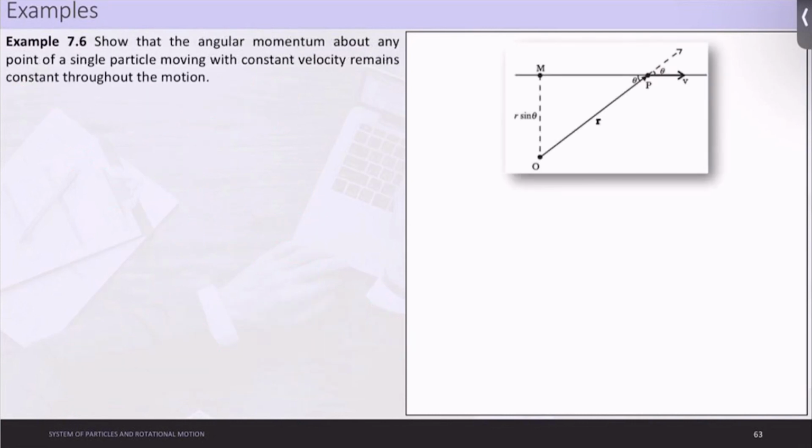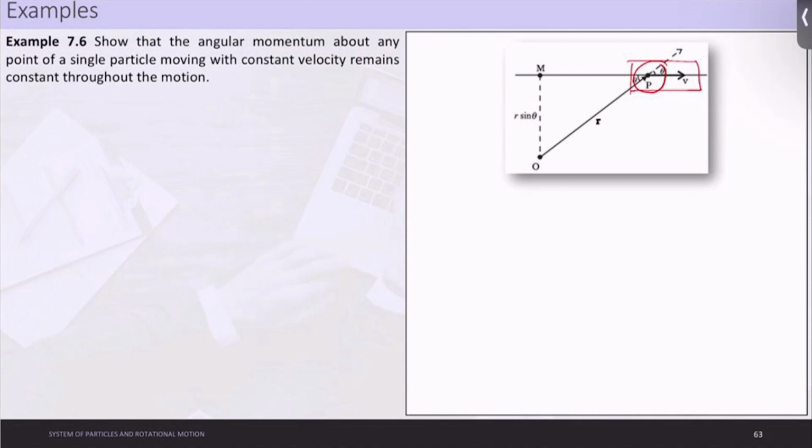So this is a simple question which is basically a fact we need to derive. So let's look at this and understand what it is asking. The question is: show that the angular momentum about any point of a single particle. So if we need to calculate the angular momentum of this particle about any point, which is moving with velocity v, it remains constant throughout the motion.